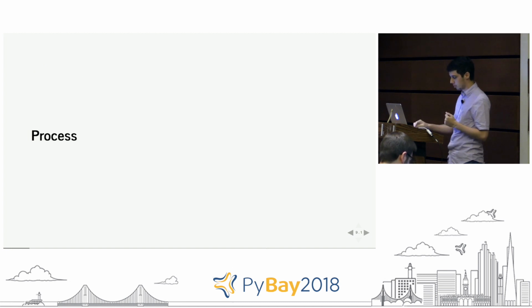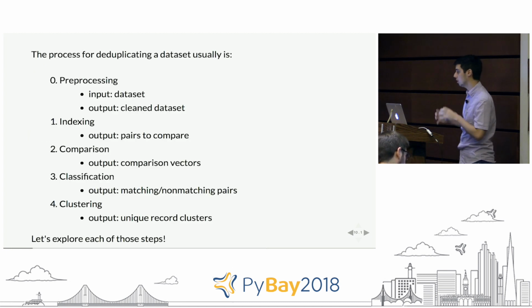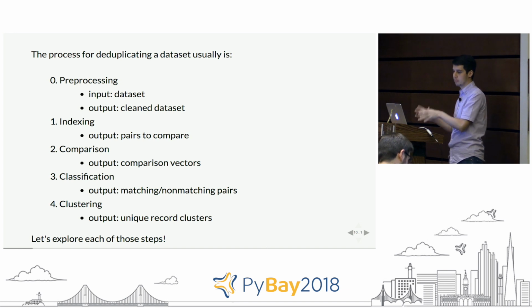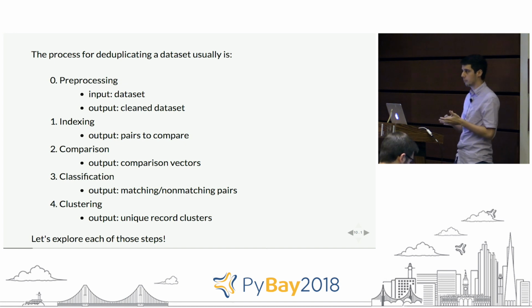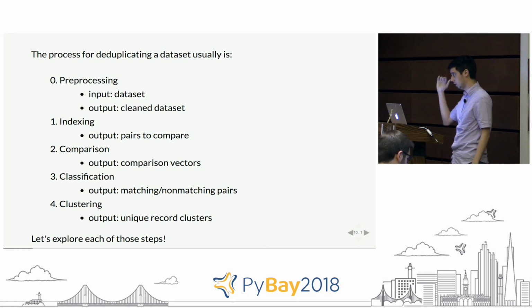Okay, so how's the process of deduplication? Usually you get a data set, you pre-process it, and then you get a cleaned data set. Then you perform indexing to extract which pairs you want to run comparisons on. And then you run the comparisons, you get the comparison vectors. With the comparison vectors, you can classify them as matching or non-matching pairs. And finally, you want to cluster unique record clusters. I'll explain that better later. Let's follow each of those steps.